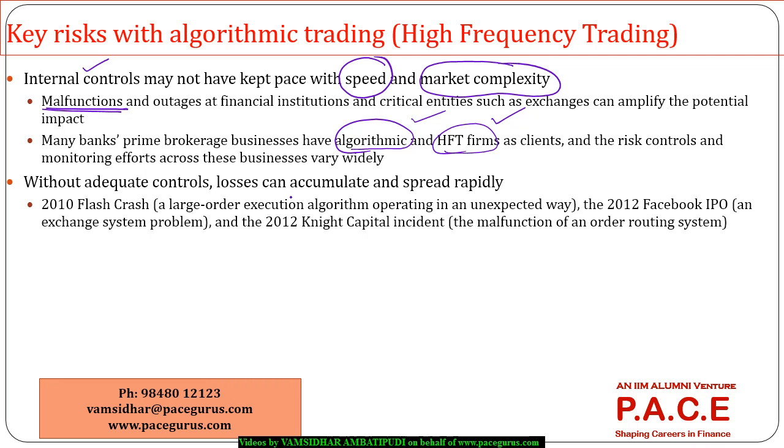It can very quickly cascade through the entire financial system. We saw a scenario in 2010 with the flash crash: one big execution algorithm working in an unexpected way, and the market crashed quite drastically. The same way, when Facebook went for an IPO in 2012, there was a big system-related problem at the exchange, which again had a big impact on the markets. Similarly, the 2012 Knight Capital incident, where the malfunctioning of an order routing system was clearly understood.